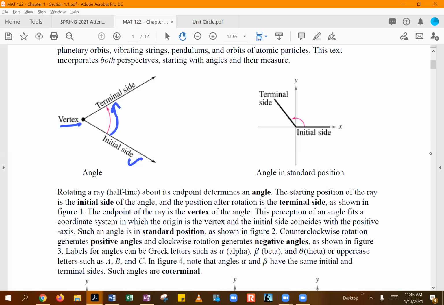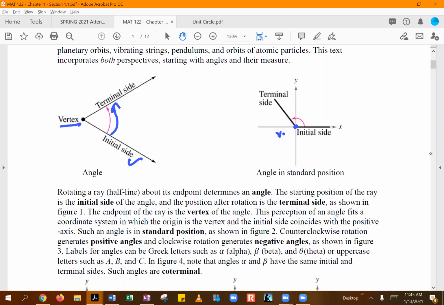And then, of course, like I said, you go in the counterclockwise direction, and where you end up, that's your terminal side. Now, normally, if you put this on your x and y coordinate plane, the vertex of your half line or your ray is going to fall at the origin. So that becomes your vertex. And then your initial side actually falls right on top of the positive x-axis. So this is what we talk about when they say your angle is in the standard form.